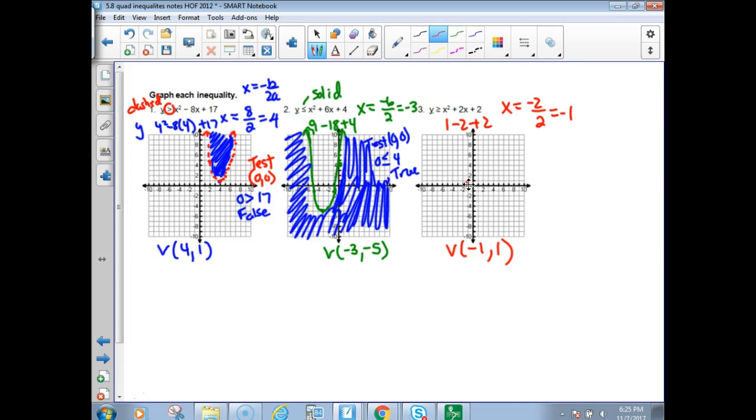Okay, again, it's got an a value of 1, so up 1, right 1, up 1, left 1. Or up 1, 2, 3, 4, right 2, and up 4, left 2 from the vertex. Oh my gosh, it's getting so hard for me to see. This is solid because of the bar underneath the inequality symbol. I went too far on that one. There we go.